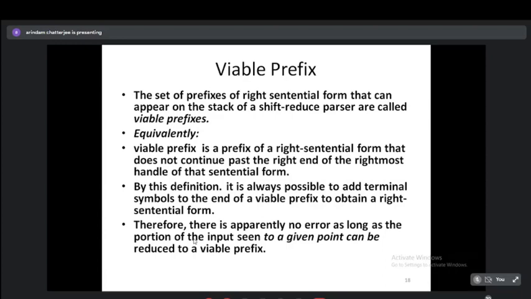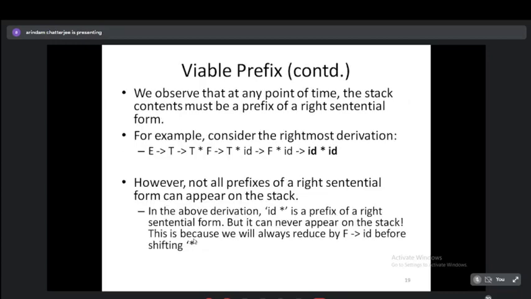So basically, what it means is that if you have a viable prefix, at some point of time you have to reduce it to the left-hand side of the production rule.